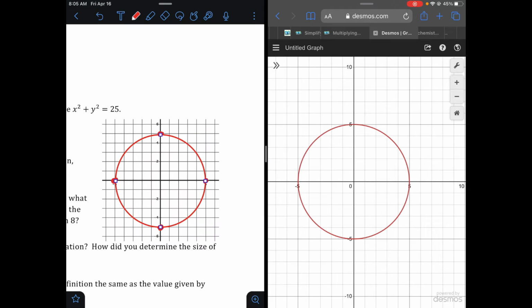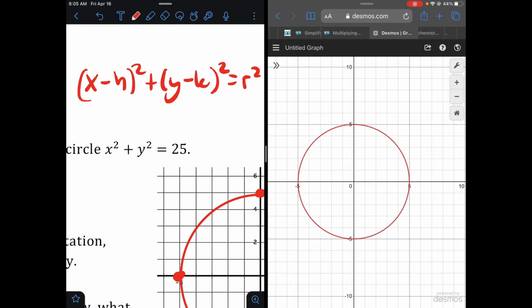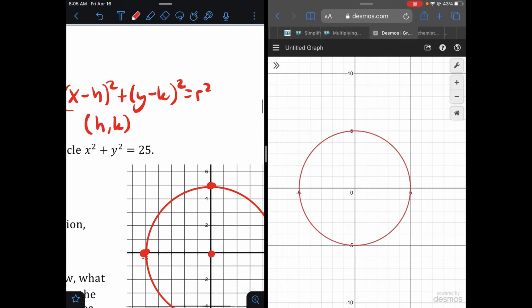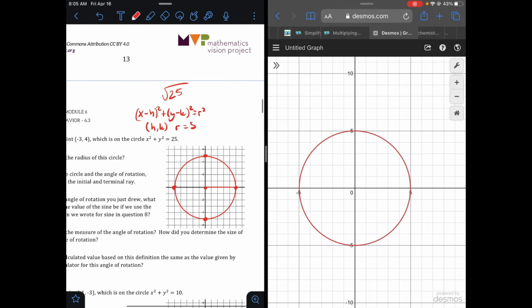And in case anyone's wondering how you graph this without using Desmos, (x minus h) squared plus (y minus k) squared equals your radius squared. This is the general form of a circle. To find the center, you do h comma k, so you flip the signs here. h and k are 0, so your center is 0, 0. And then to find the radius, you take the square root of this. So your radius here would be 5. That makes sense because our center is at 0, 0, and our radius is 5 here.